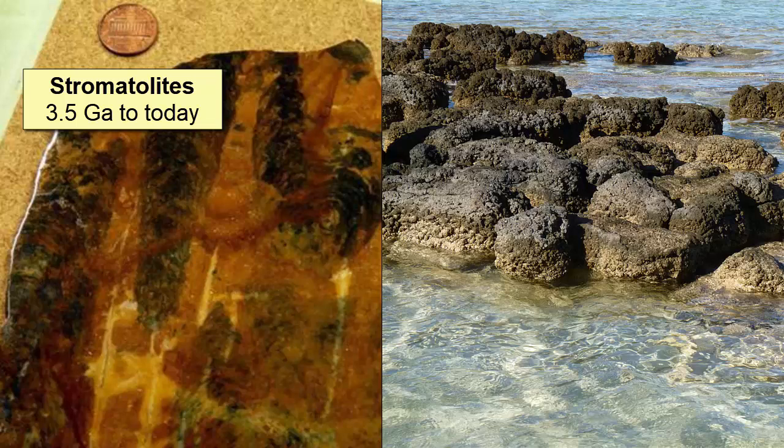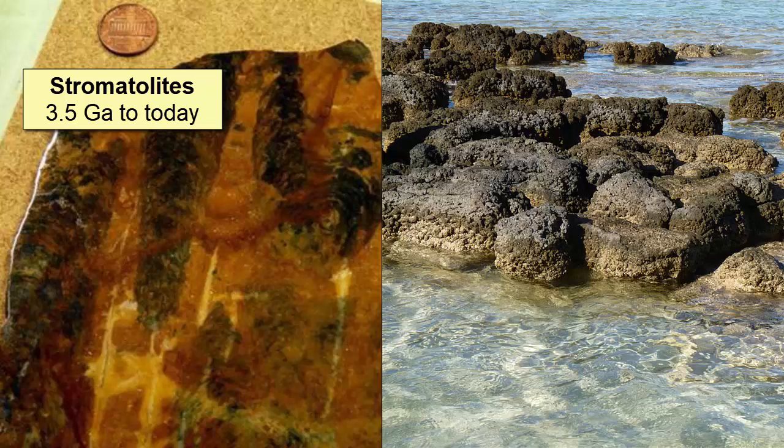Stromatolites, on the other hand, are marine organisms that have existed on planet Earth for the last 3.5 billion years. What do we know if we find a fossil stromatolite in a rock? That its age is between today and 3.5 billion years ago. Not so useful in terms of relative dating.